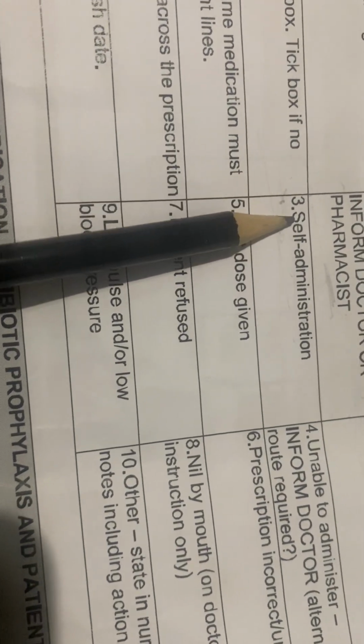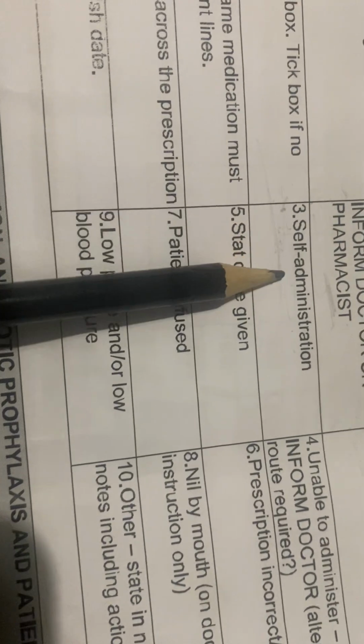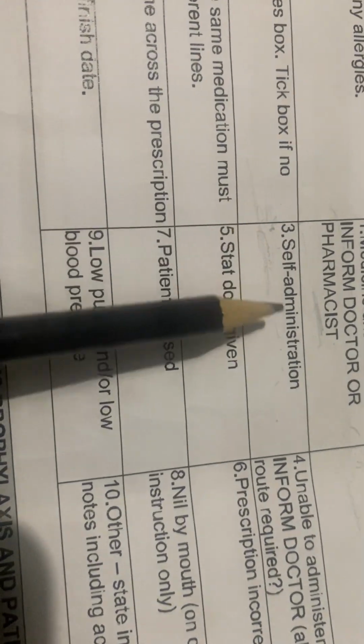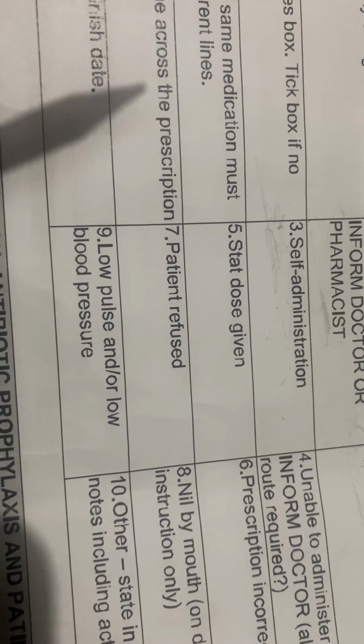You are doing medication, you came to her room and you see that she is self-medicated. You code it code 3. Then you put your date and sign.